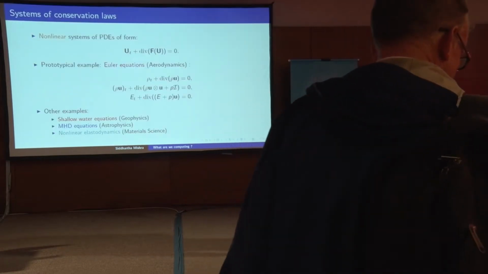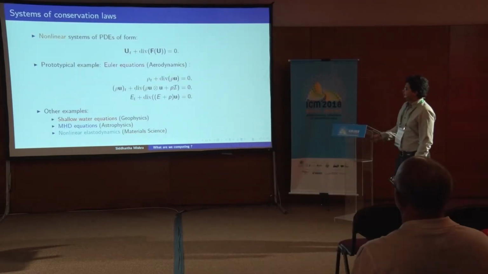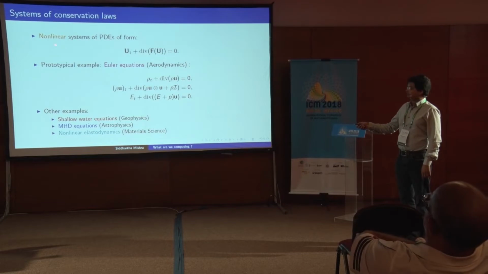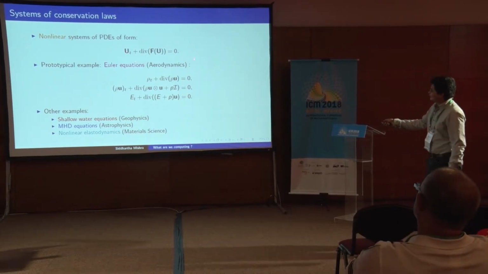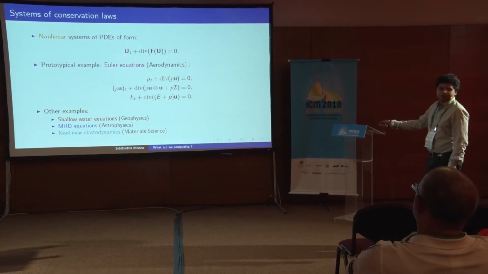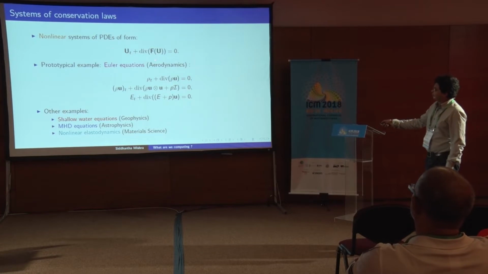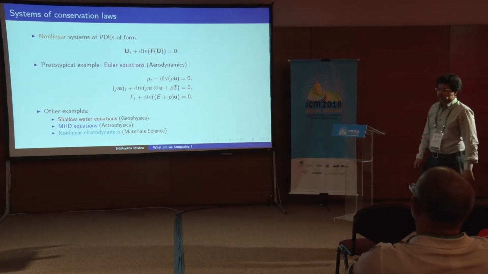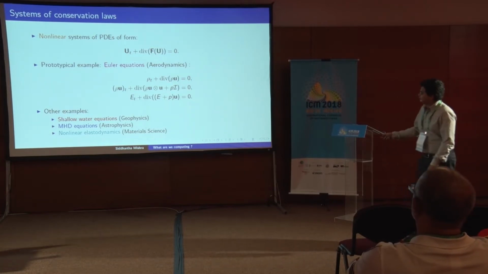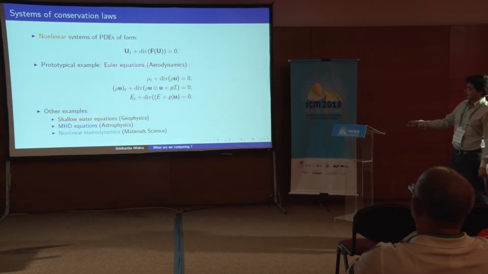So I'll talk about systems of conservation laws. So these are nonlinear systems of PDEs of this generic form here. Cap U is the vector of unknowns. Cap F is what is called the flux function. And as a prototypical example, I present the Euler equations of gas dynamics, which are written here.